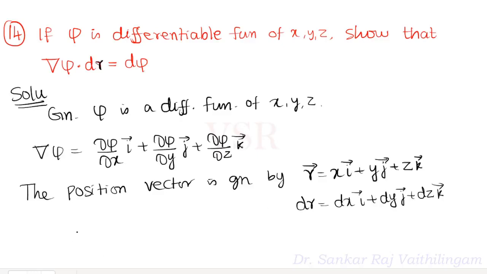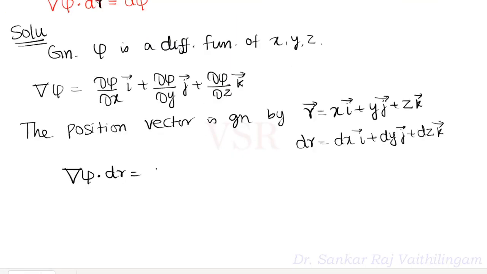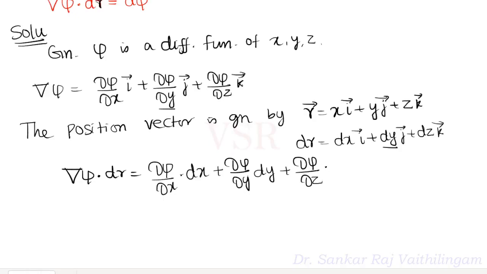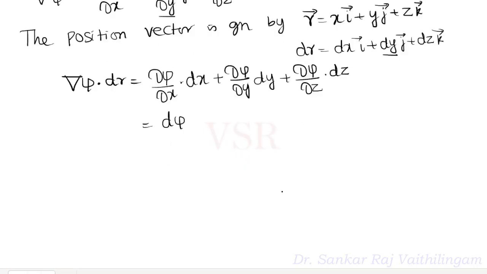Then this del phi dot product with dr is equal to dou phi by dou x into dx plus dou phi by dou y into dy plus dou phi by dou z into dz. Okay, so this is the thing. This is equal to d phi. This is what is called d phi. This is called the chain rule.